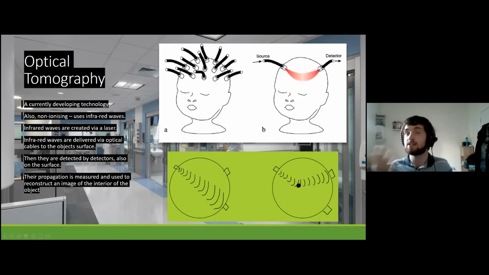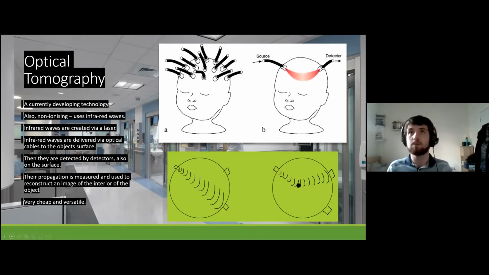Now, Martin mentioned above that my area of study is diffuse optical tomography, so that's what I want to talk to you about now. Optical tomography is a currently developing technology, and it also uses non-ionizing waves. It actually uses infrared waves, which are even less energetic than the waves you use to see.